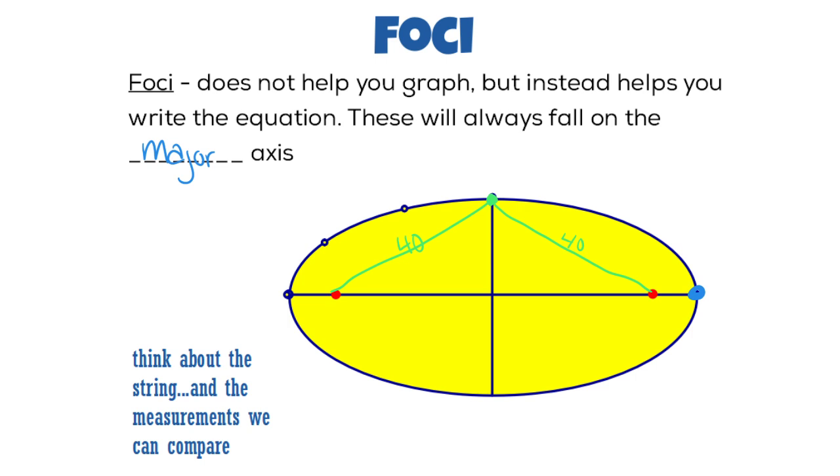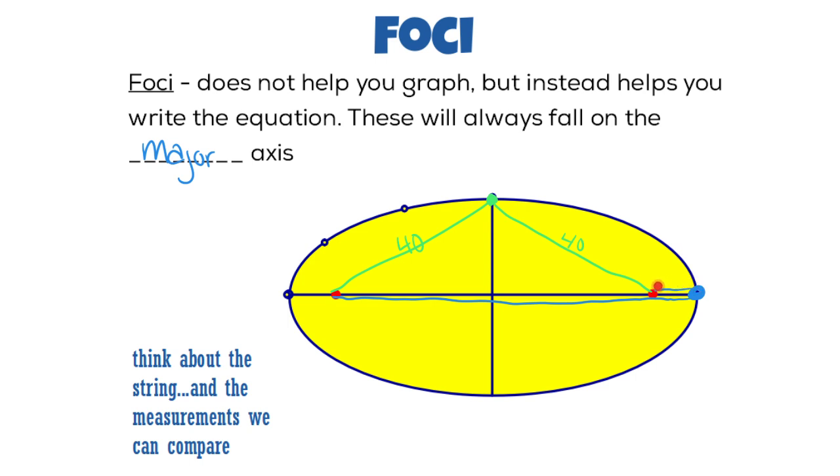Now, if I draw to this focus, and then I draw to the other focus, that also has to add up to 80. Those 2 segments add up to 80. And if you think about this for a second, I did this with string. This right here is talking about the string. So we had string that went from here and to here. Well, ultimately, I know that the string is going to add up to 80.